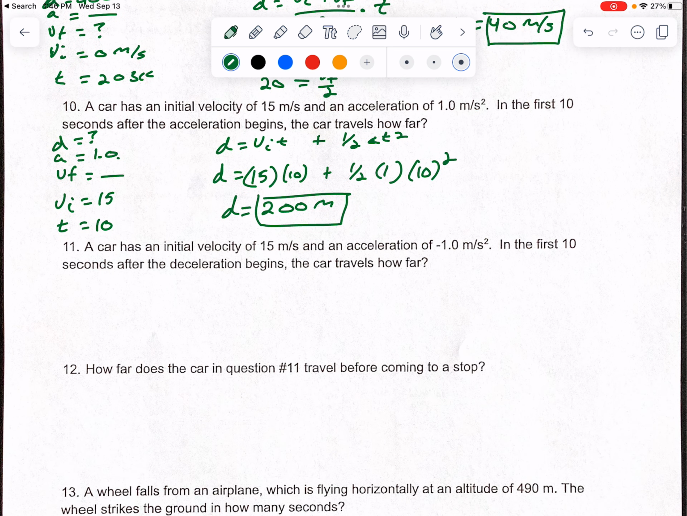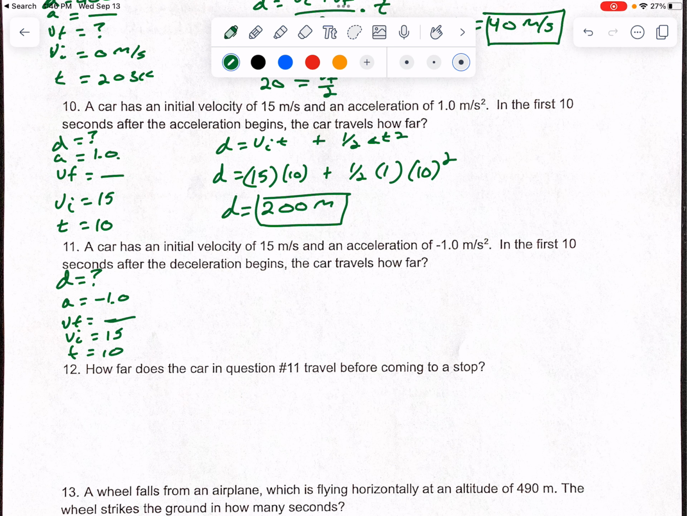Number 11, this is basically the exact same problem, but we're just switching up our negatives now. We're switching our acceleration to negative. So D is still your question mark. A is negative 1.0. VF we still don't care about. VI is still 15. And then time is still 10. Okay, so all we're doing is we're showing what happens when we have a negative acceleration, because that means we're slowing down now. Okay, so we're going to use the exact same equation.